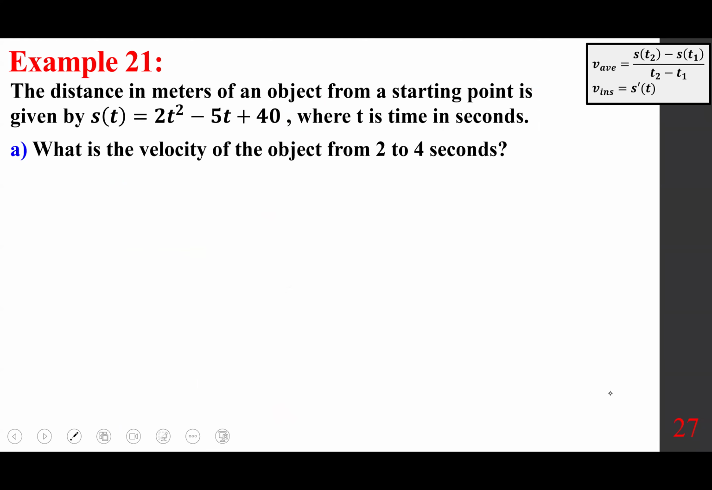The distance in meters of an object from a starting point is given by S of t equals 2t squared minus 5t plus 4, where t is time in seconds. What is the velocity of the object from 2 to 4 seconds?